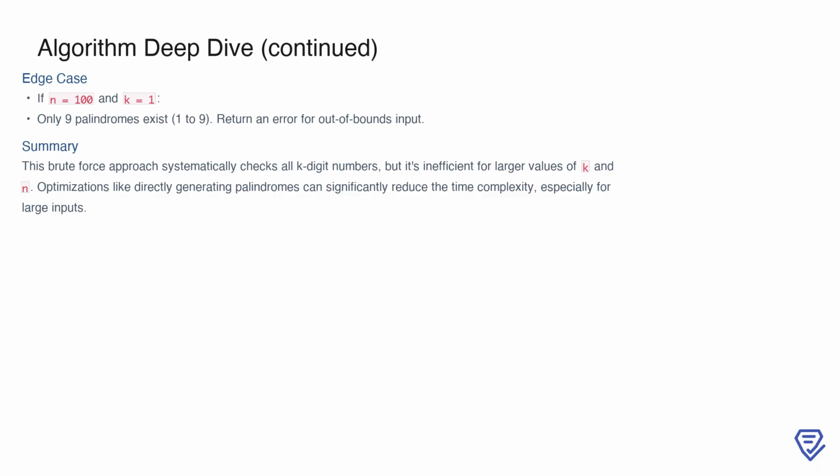To summarize, the brute force approach is thorough but inefficient for larger values of k and n due to the exponential growth of the number range. Optimizations, such as directly generating palindromes by mirroring the first half, can drastically reduce computation time. These strategies allow us to handle larger inputs effectively, making the solution far more scalable and efficient.